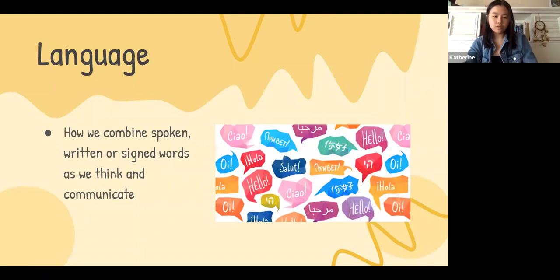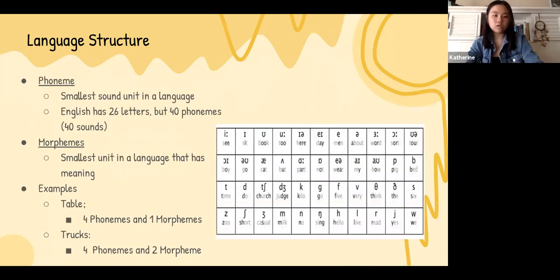And then language. This is how we combine spoken or written or signed words as we think and communicate. So let's talk about language structure. First of all, we have phonemes. By the way, we're going to go from the smallest form of language to the largest.